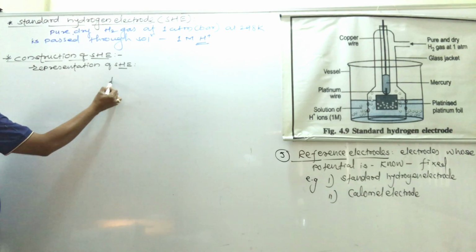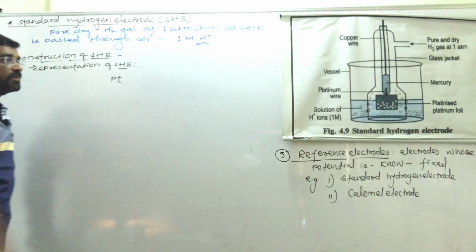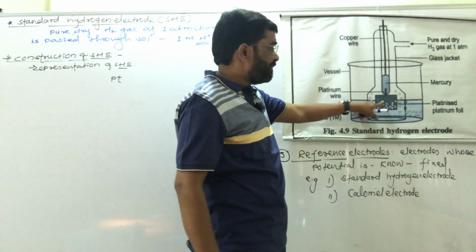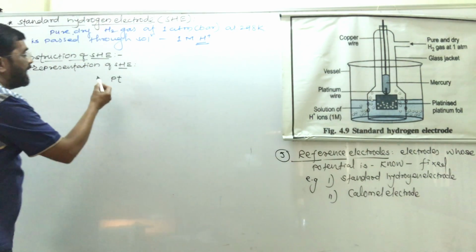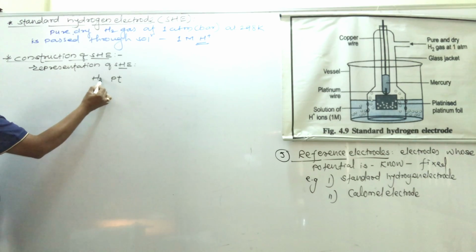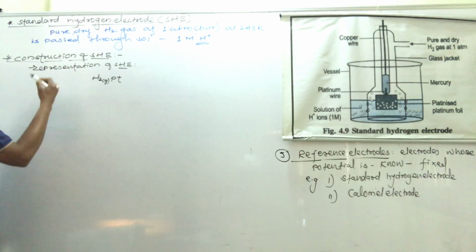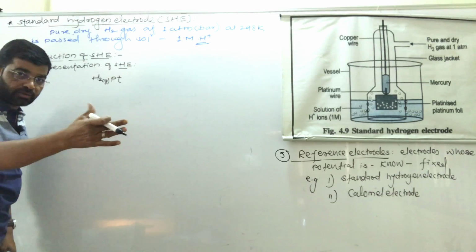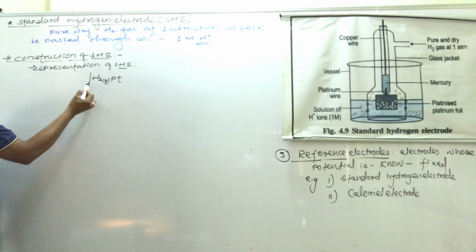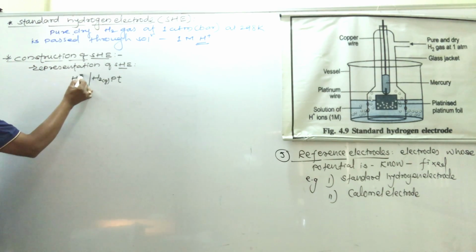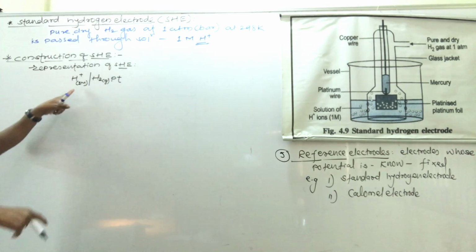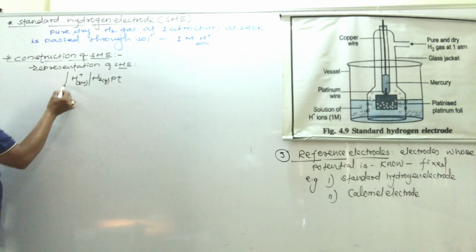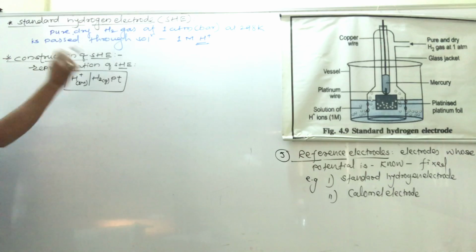Now you see, first of all we have used the platinum wire. This is the platinized platinum foil. Around this platinized platinum foil, what is bubbled? Hydrogen gas is bubbled. Now this hydrogen gas is bubbled through a solution containing 1 molar solution of H plus ion, and this is the representation of standard hydrogen electrode.